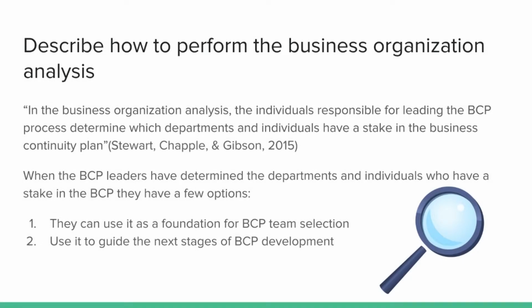Second, you need to describe how to perform the business organization analysis. In the business organization analysis, the individuals responsible for leading the BCP process determine which departments and individuals have a stake in the business continuity plan. When the BCP leaders have determined the departments and individuals who have a stake in the BCP, they have a few options. 1. They can use it as a foundation for BCP team selection. 2. Use it to guide the next stages of BCP development.